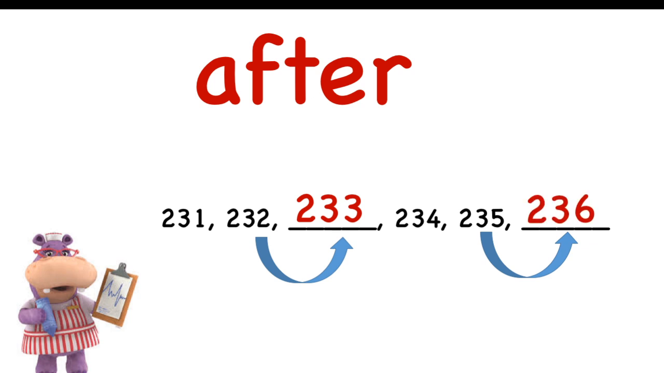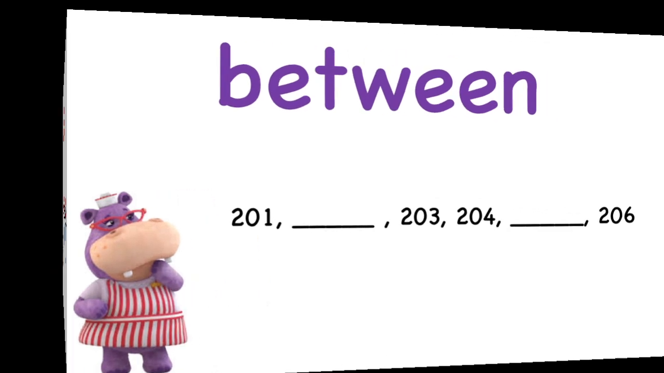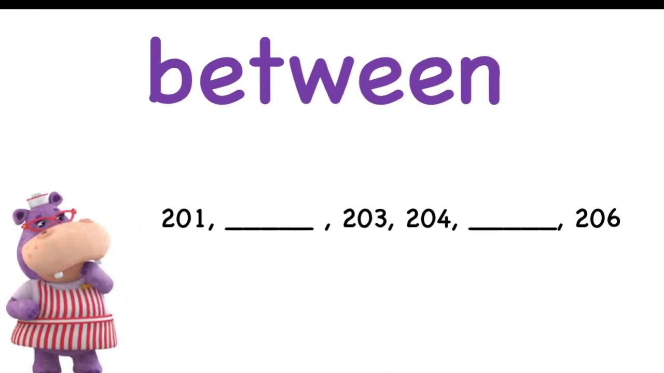So don't forget, before means in front of it. The number is minus 1. The number is one less. And after is the number that is next, following the number. It will be plus 1. One more, greater.